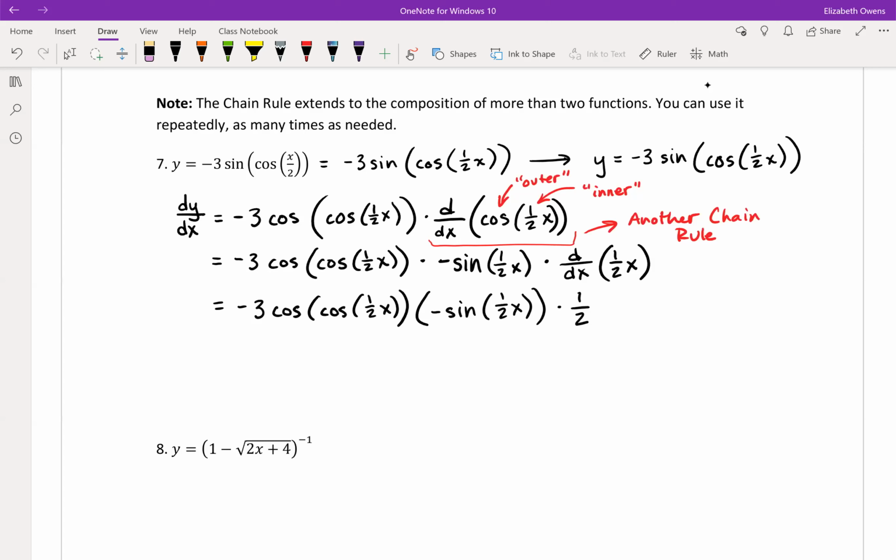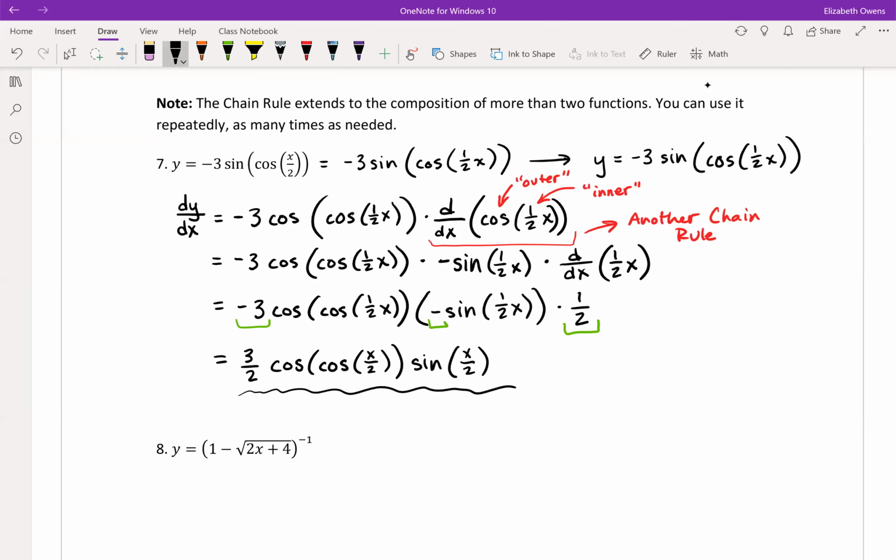All that's left is to clean this up a little bit by putting all of our coefficients together. We've got a -3, we've got a -1 on the sine, and we've got a 1/2. Overall that would be a positive 3/2 cosine of the cosine of, I'll switch that back to x over 2, and then sine of x over 2. And that is the derivative of that function. In our next video, we'll look at another example of this.